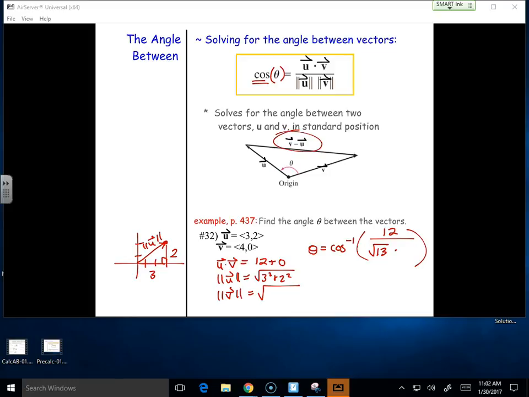I'll keep that one there. Coming down, magnitude of v, we have to do 4 squared plus 0 squared. Oh, that's easy, guys. What's 4 squared plus 0 squared? 4 square rooted. Times 4.